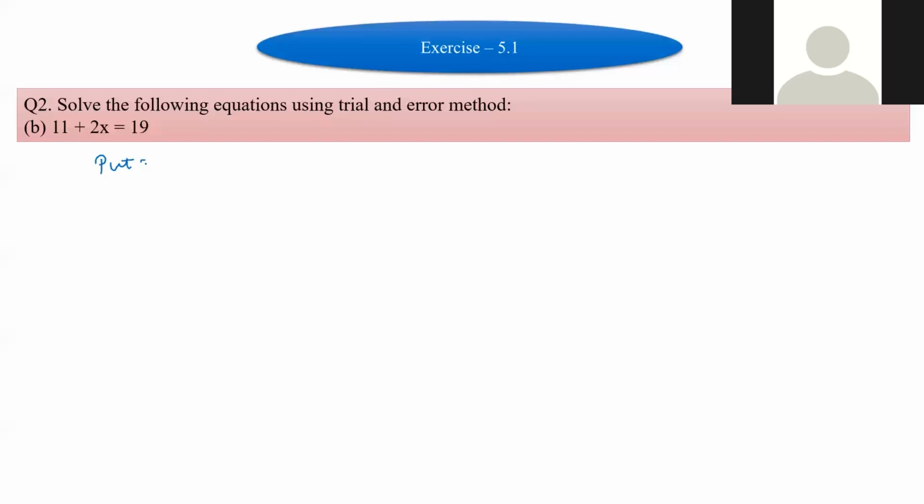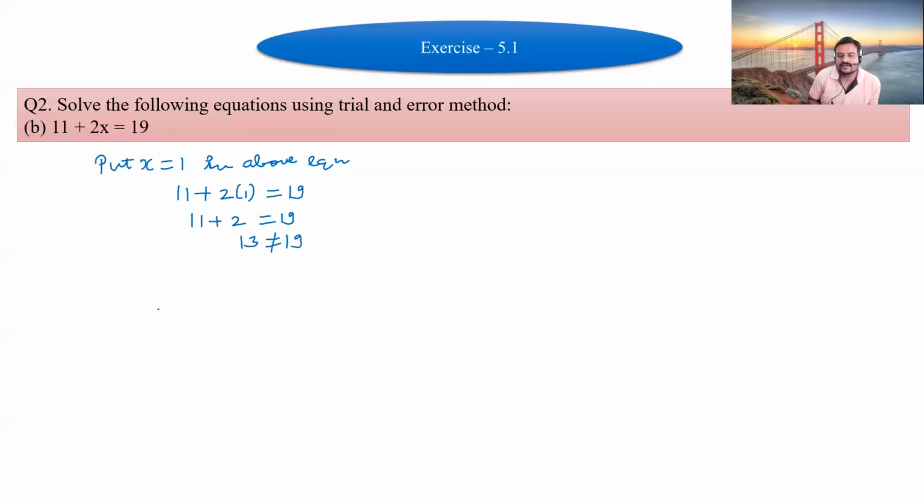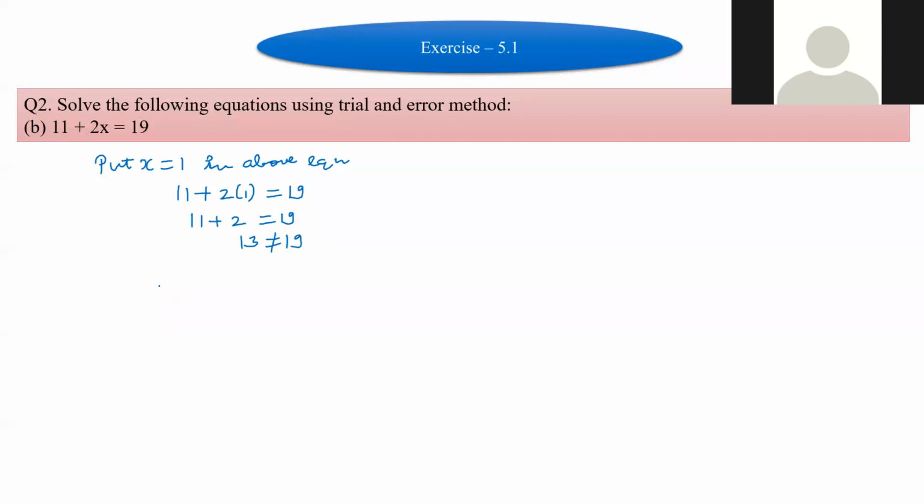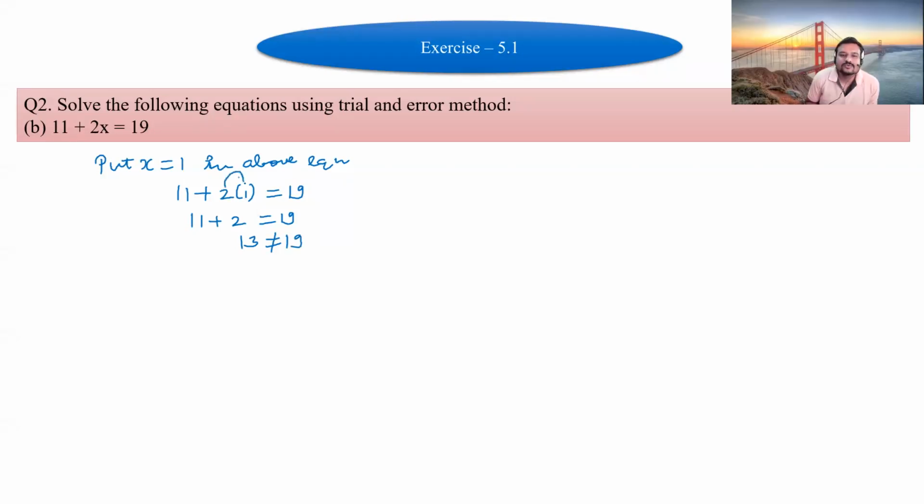11 plus 2 bracket 1 bracket close is equal to 19. 13 is not equal to 19. So we will add 1 more now. How will we add this? Okay, sir.